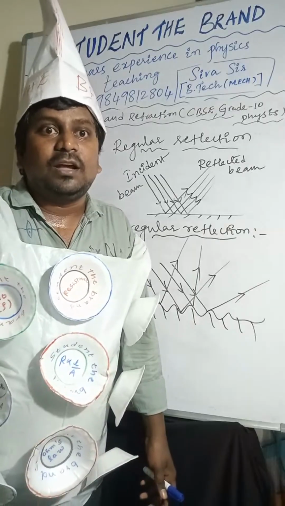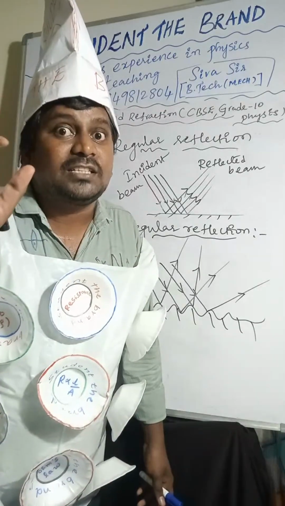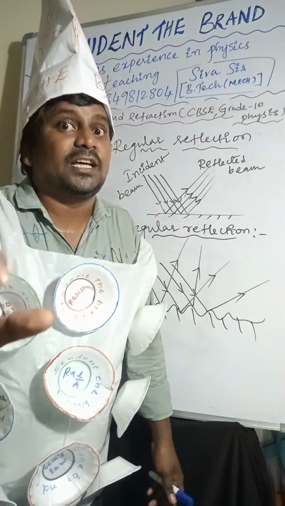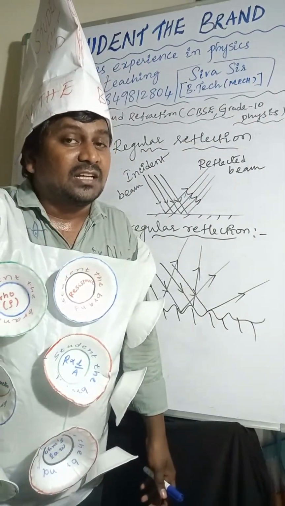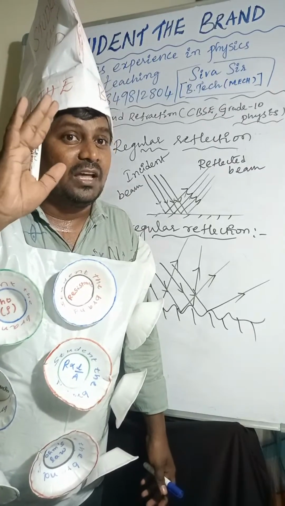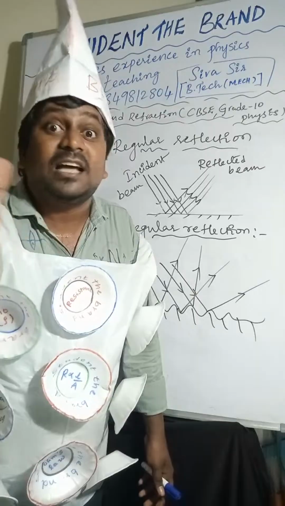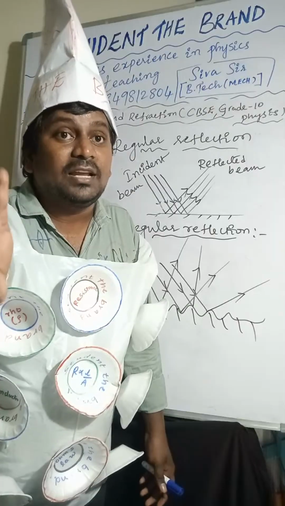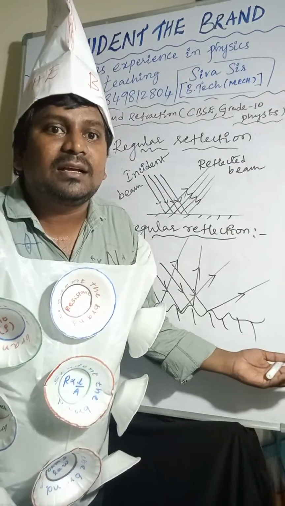The surface is a rough surface. Remember, irregular reflection takes place on a rough surface, and regular reflection takes place on a smooth surface. Examples for regular reflection: plane mirror and still water. Examples for irregular reflection: we can take a wall or a book. Anything we can take.